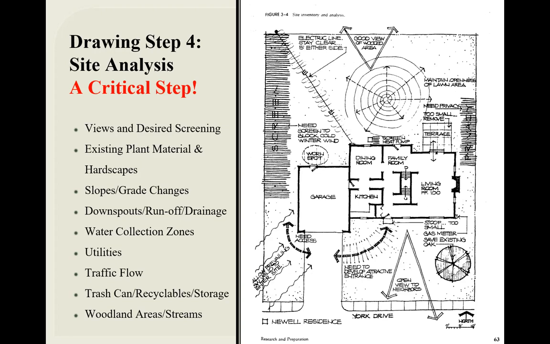You're going to want to add the existing plant material and the hardscapes. You also want to note where your slopes are. Where are the grade changes? Where are the downspouts? Where does water go when it rains? I encourage people to go out in your boots and raincoat when it rains onto your property and watch what happens to the water. Not only the water that's coming off of your property, but the water that's coming off your neighbor's properties as well.